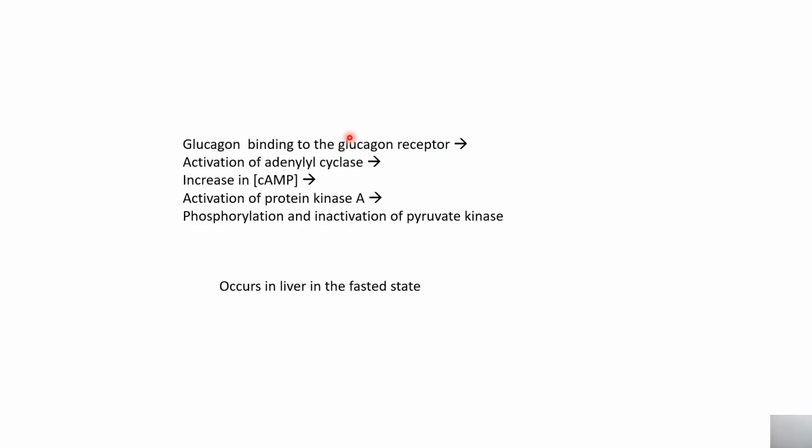Now, glucagon binding to the glucagon receptor, activation of adenylyl cyclase, increase in cAMP, activation of protein kinase A, phosphorylation and inactivation of pyruvate kinase. So it occurs in liver in the fasted state. So every step is dependent on its previous step.